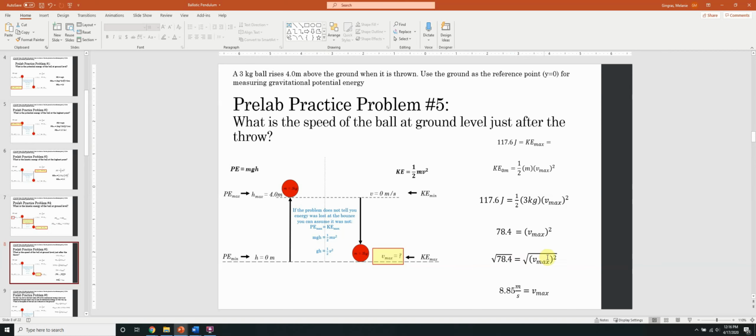step here, we're taking the square root. And you know, whenever you take the square root, you can have plus or minus, whatever that value is. So speed means that we're going to be taking the magnitude, so we want the positive value.